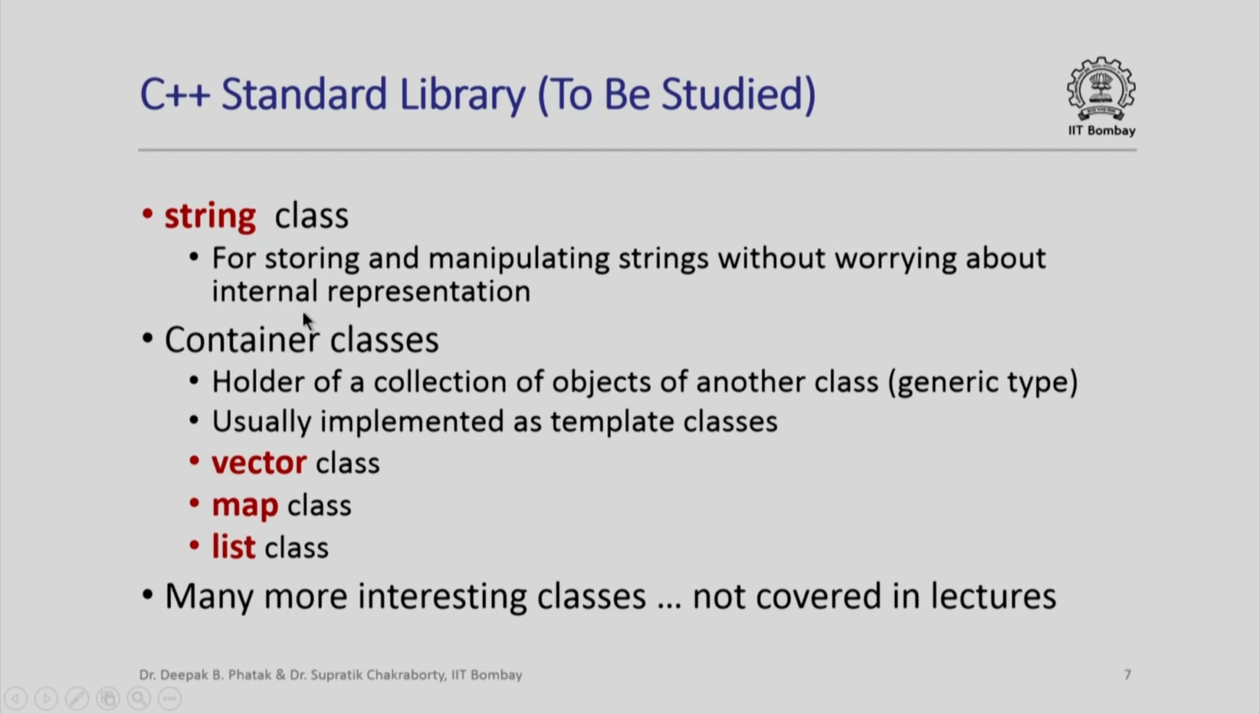We are also going to study a few container classes. What is a container? It is basically a holder of a collection of objects of another class or some other generic type. So, container classes are usually implemented as template classes. We will see some examples of these in our study. Specifically, we will see the vector class, the map class and the list class. However, there are many more interesting classes in the C++ standard library. We will not have the time to cover all of these in our lectures. You are encouraged to read these up on your own.